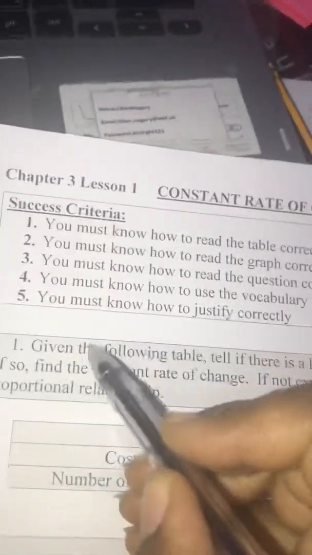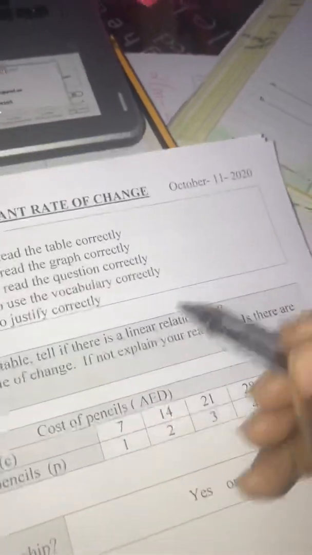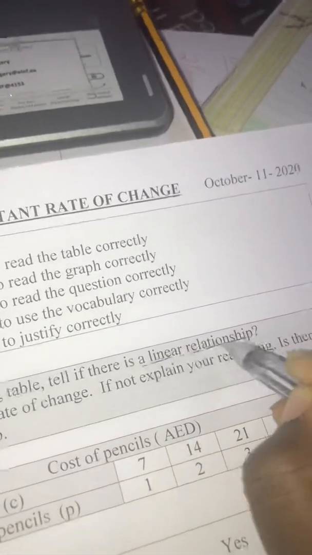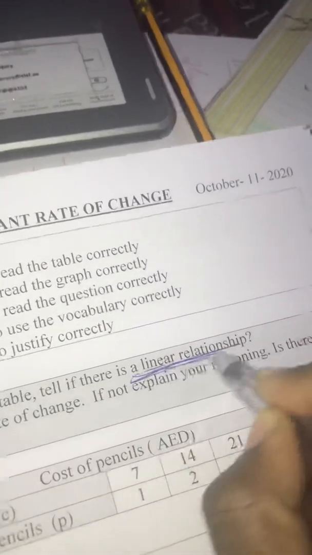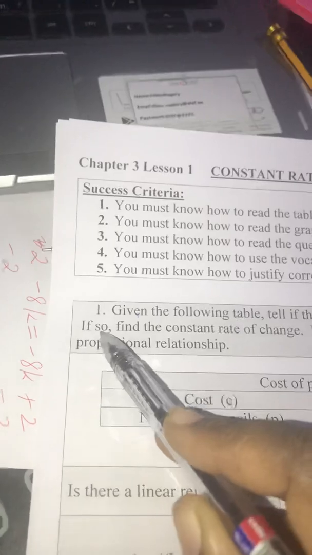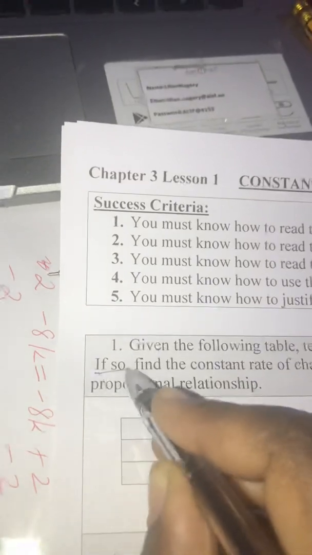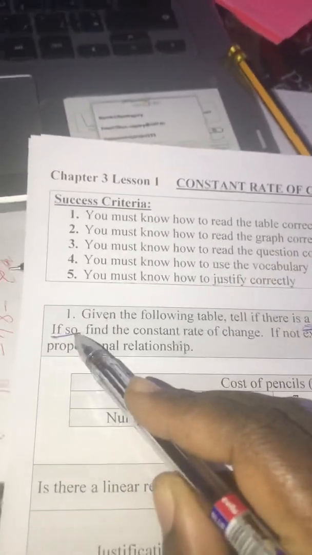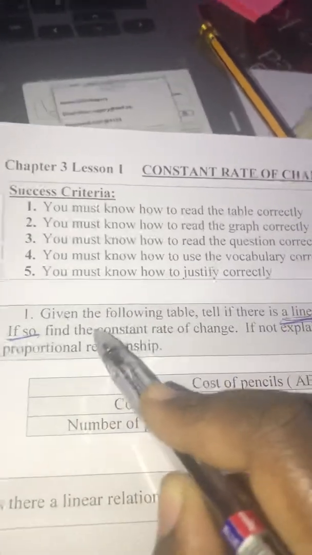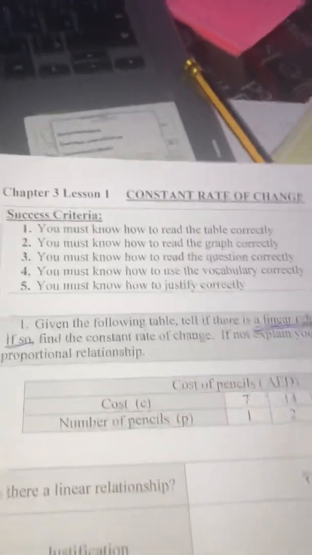Now, let's read the question. Given the following table, tell if there is a linear relationship. Keyword. You must tell if there is a linear relationship. If so, that means if you say yes, there is a linear relationship. If so that means you need to say yes or no. That's what if so means. Find the constant rate. So if so means if you say yes, you will find the constant rate. If you say no, you will say why it is no.